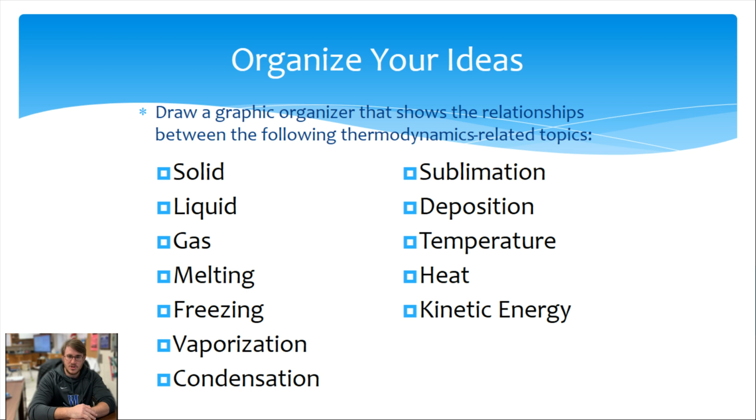Then add these other words using arrows, and label your graph with these terms. See if you can do it correctly. Pause right there and, on a piece of notebook paper, try to draw a graphic organizer. Put a box around solid, a box around liquid, a box around gas. Have them in order from solid, liquid, gas, and then use arrows and those words to label your picture completely.